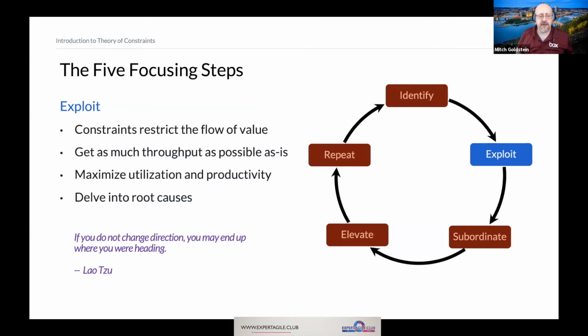And remember, our theory presumes that every system has a constraint. So you can also say that in some sense, there's no such thing as a system without constraints, but we want to minimize the constraints. And I like this quote by Lao Tzu: if you do not change direction, you may end up where you are heading.